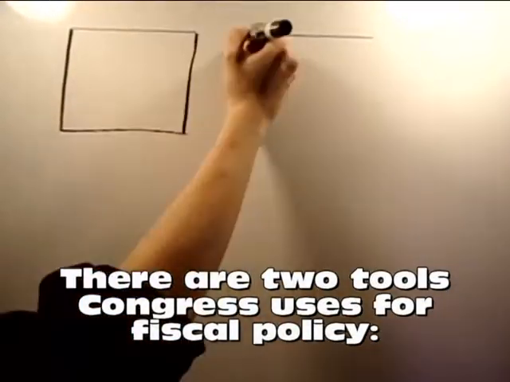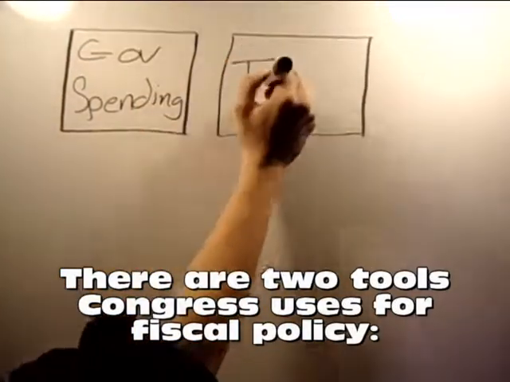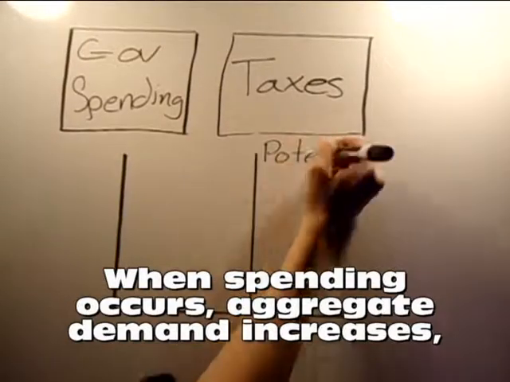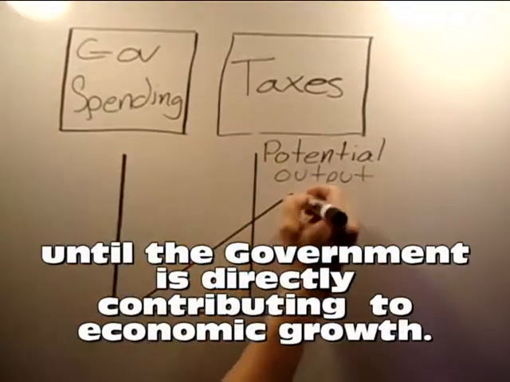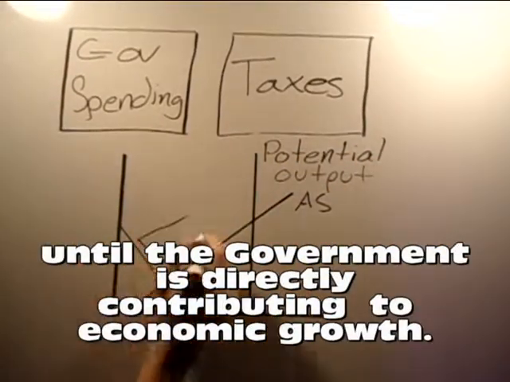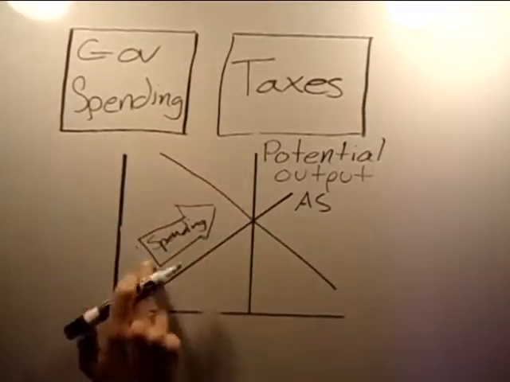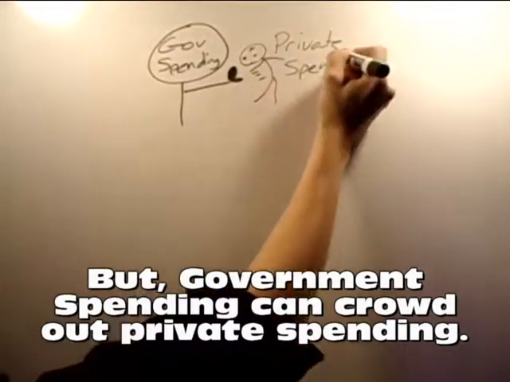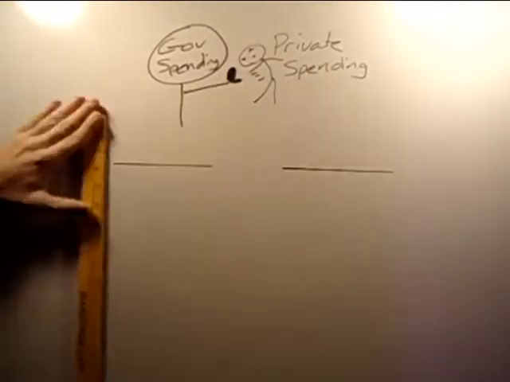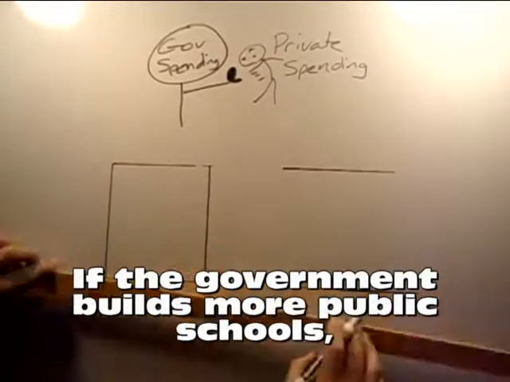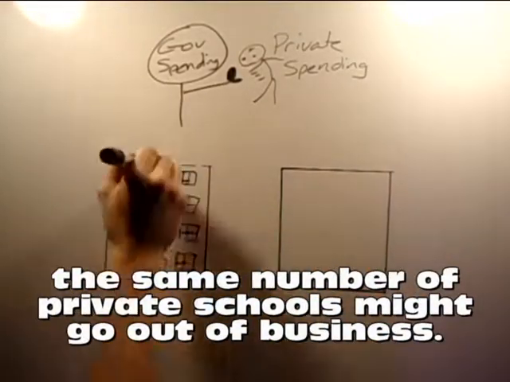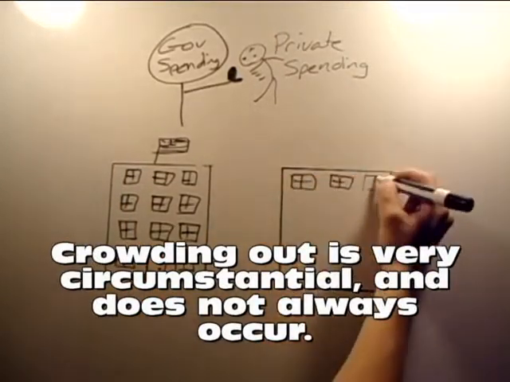There are two tools that Congress uses with fiscal policy: government spending and taxes. When spending occurs, aggregate demand increases because the government is directly contributing to economic growth. But government spending can crowd out private spending. If the government builds more public schools, the same number of private schools might go out of business. Crowding out is very circumstantial and does not always occur.